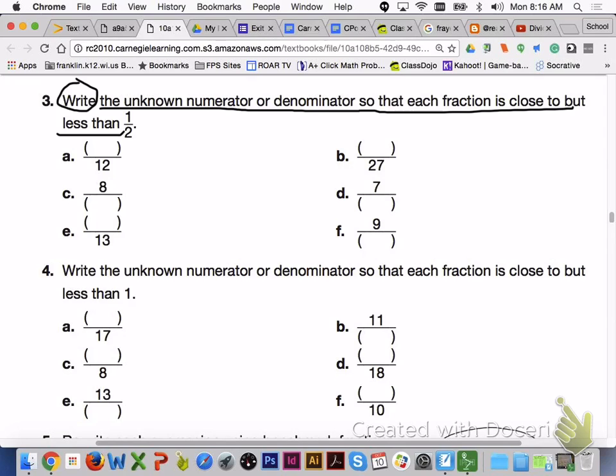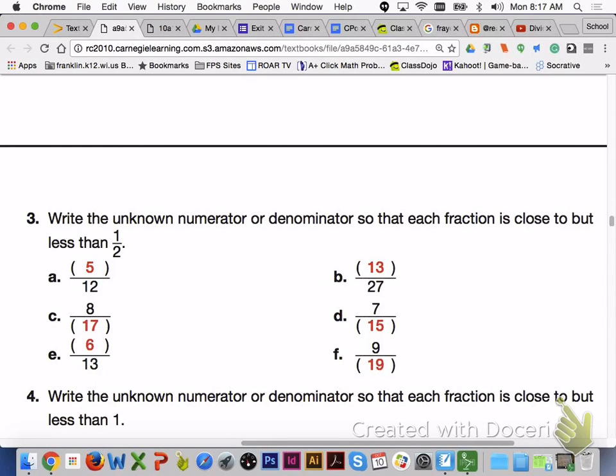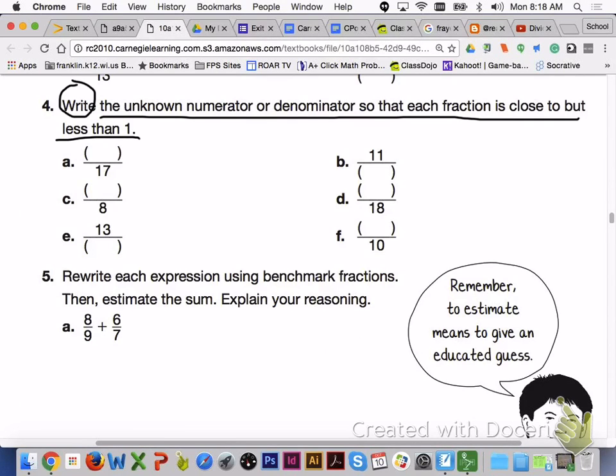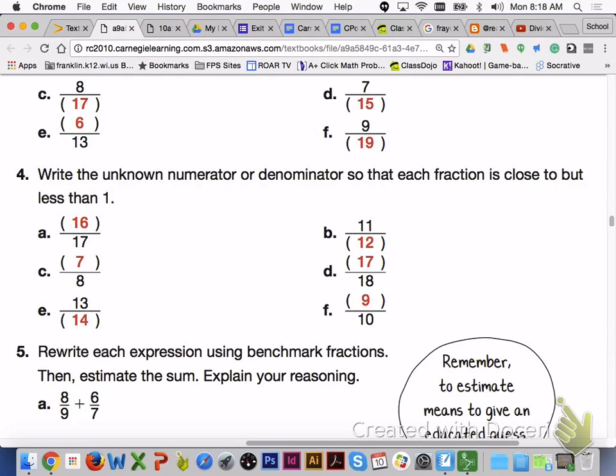Turn to page 144, answer number 3, letters A through F with your group members. Number 3, letter A, 5/12, B, 13/27, C, 8/17, D, 7/15, E, 6/13, and F, 9/19. Answer number 4, letters A through F with your group members. Number 4, letter A, 16/17, B, 11/12, C, 7/8, D, 17/18, E, 13/14, F, 9/10.